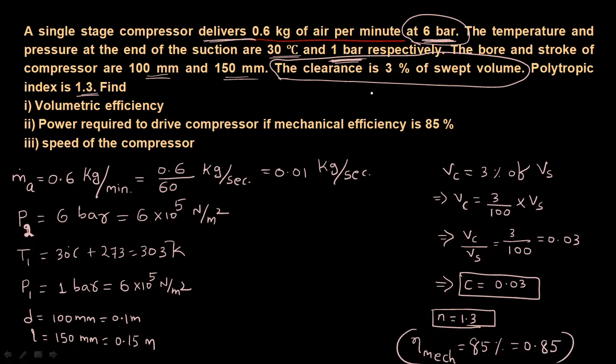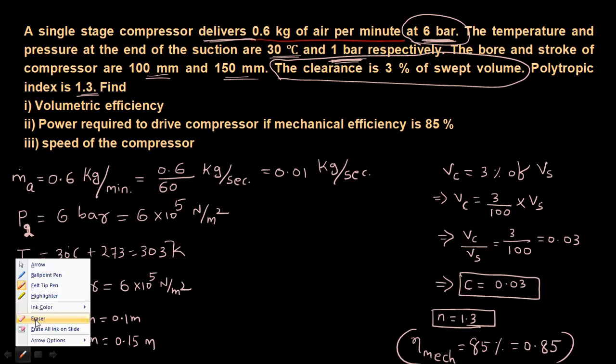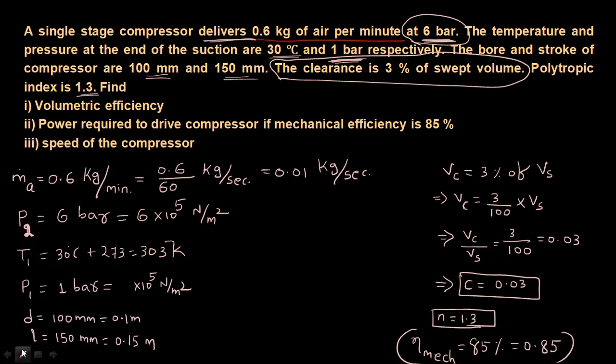Sir, P1 is 1 into 10 to the power 5. 1 bar means 1 into 10 to the power 5 newton per meter squared. Right. Okay, so this much is given, and these three things we have to calculate.